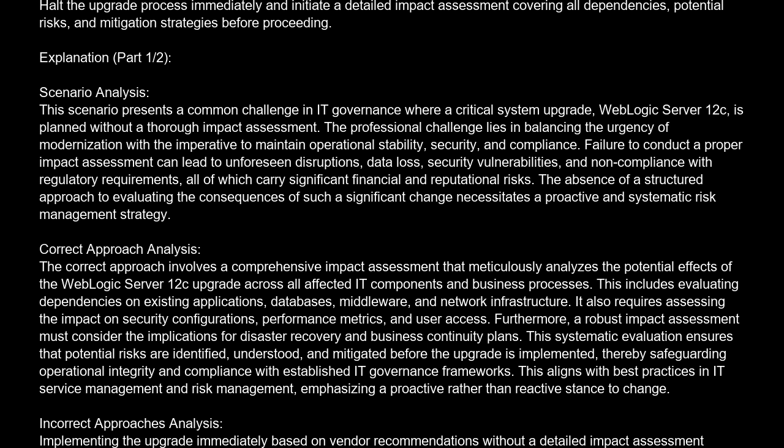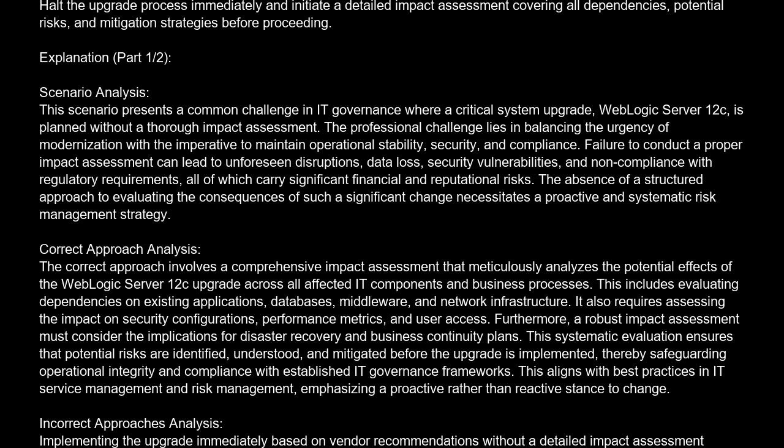The absence of a structured approach to evaluating the consequences of such a significant change necessitates a proactive and systematic risk management strategy. Correct approach analysis. The correct approach involves a comprehensive impact assessment that meticulously analyzes the potential effects of the WebLogic Server 12c upgrade across all affected IT components and business processes.